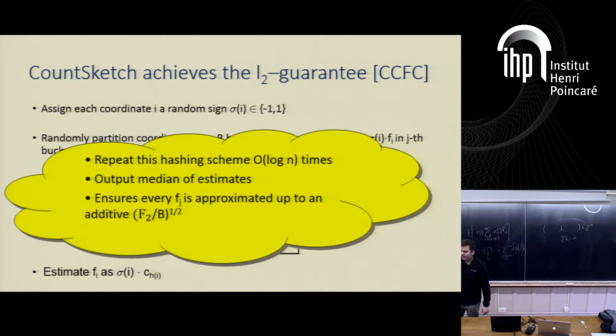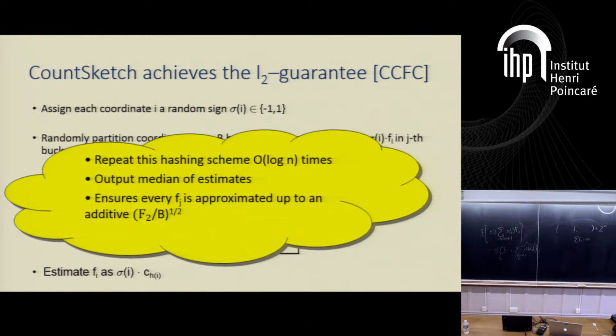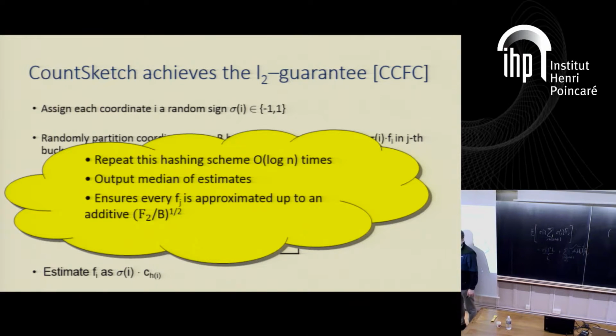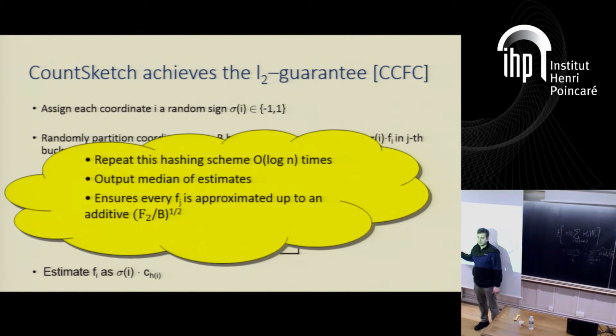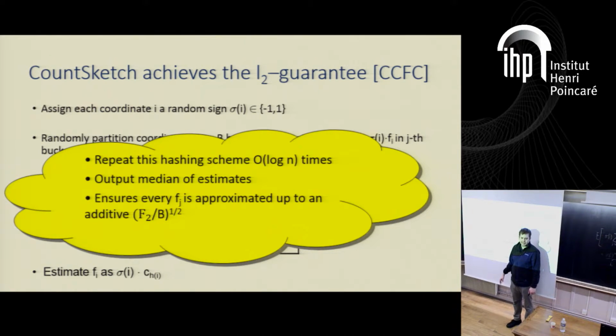So you see, if I set b to be some function of epsilon and phi, this will be like epsilon root F2. If I can approximate everyone up to epsilon root F2, then I can solve this heavy hitters problem, right? Because I just check, is it large or small?